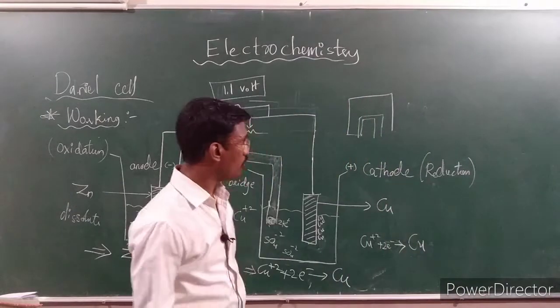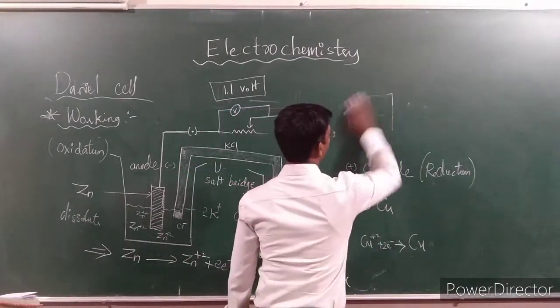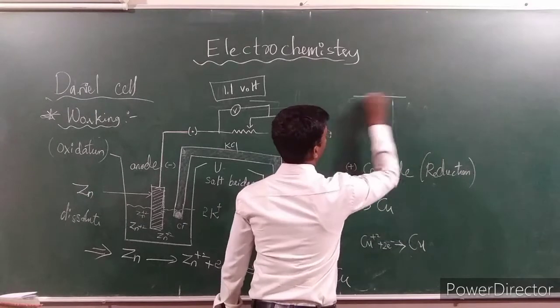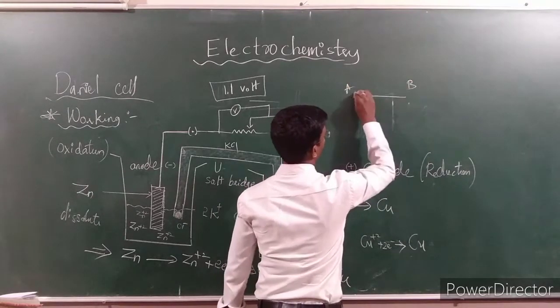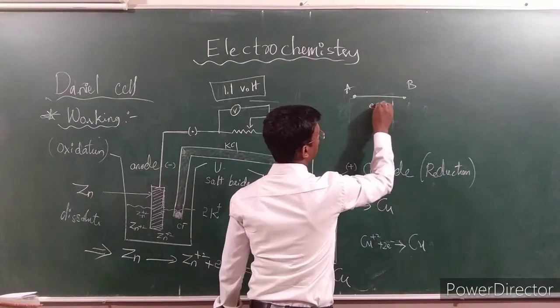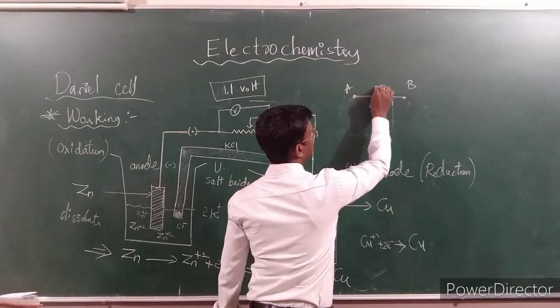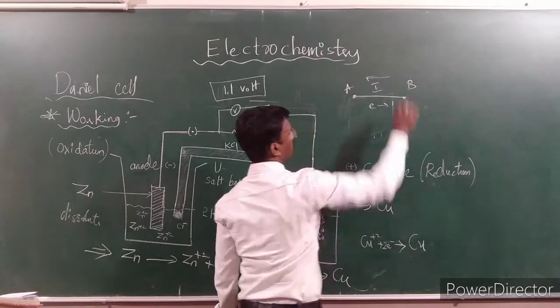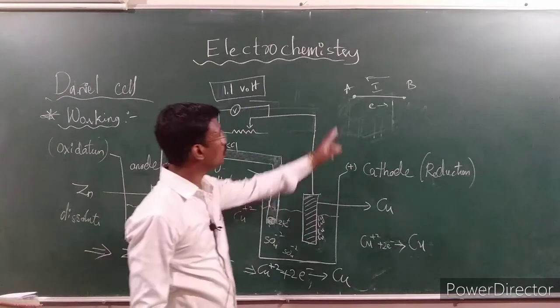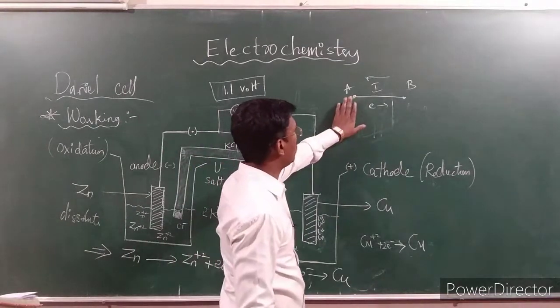You have to remember, I hope you know this one. According to physics, if in a rod or wire the electrons are going from A to B, then the current will flow from B to A. I hope you remember this one. If not, do remember this one. This is most important.